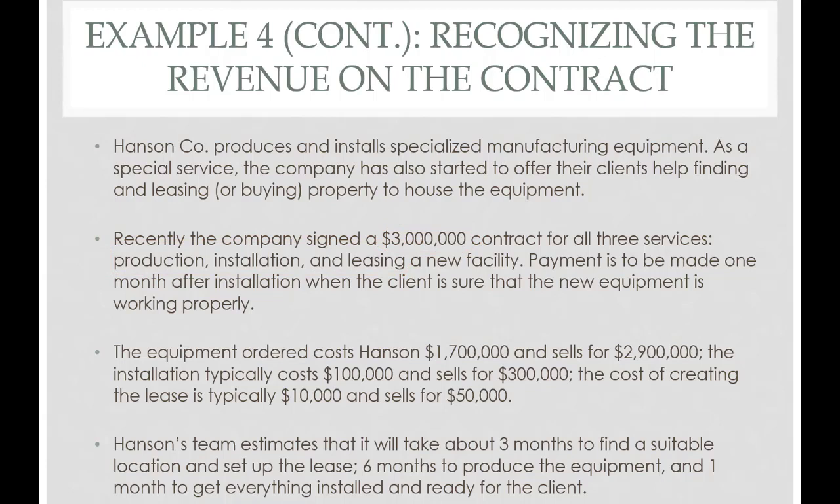We identified the obligations. We're selling equipment. We're selling installation. We're selling a lease. We figured out the transaction price. Best guess is we'll really get that full $3 million. And then we use the basket purchase method to take that general transaction price, that $3 million, and break it down to each piece of the contract.